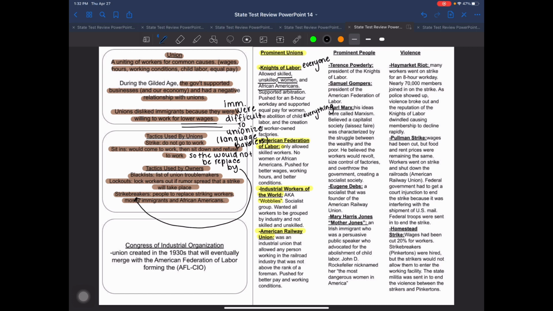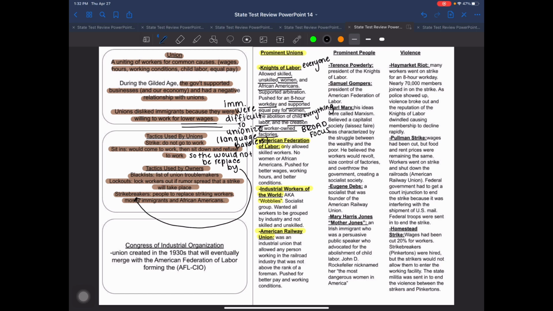And as a member of the Knights of Labor, the things that you focused on the most were things like 8-hour work days to address those long hours. You supported equal pay for women, getting rid of child labor, and creating what's known as worker-owned factories. Now, it's very important for you to understand that this is a very broad focus.